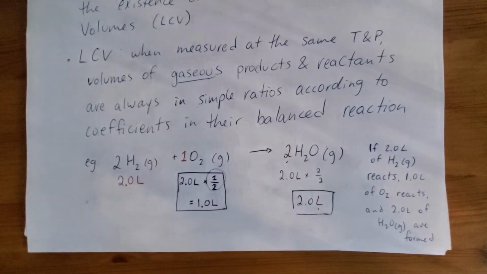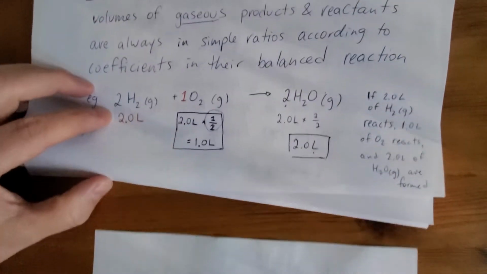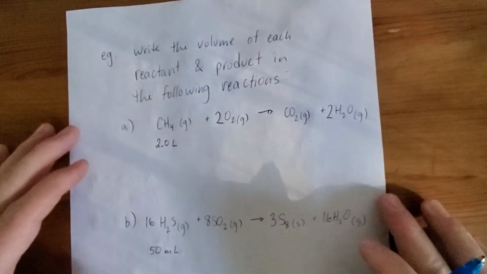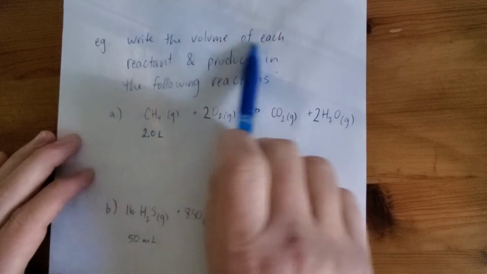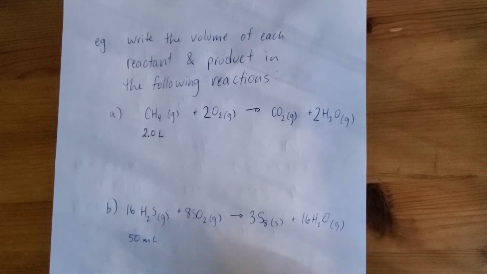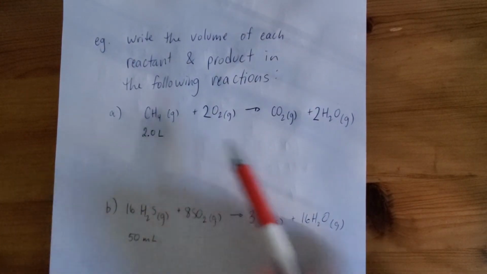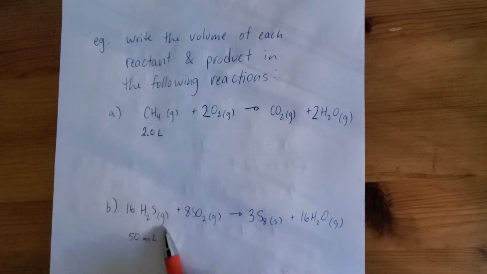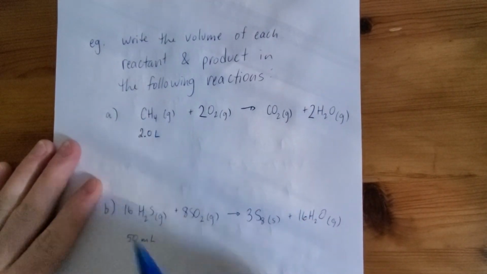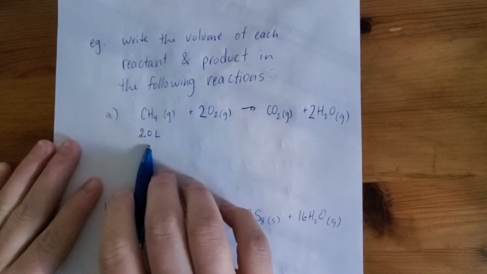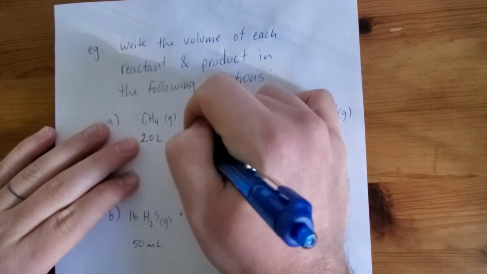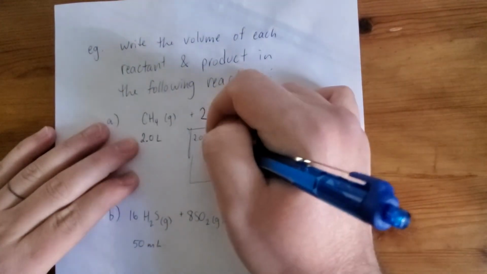Okay, so I've got 2 more examples that I hope drive this home. These are the types of questions that I've just got in today's assignment. I'm saying write the volume of each reactant and product in the following reactions. They're already balanced for us, and I've given the volume of one of the reactants. So this first one, it looks like it's combustion of methane, and we know that 2 liters of methane are involved. To find the oxygen, we start with that 2 liters, and we multiply by the ratio.